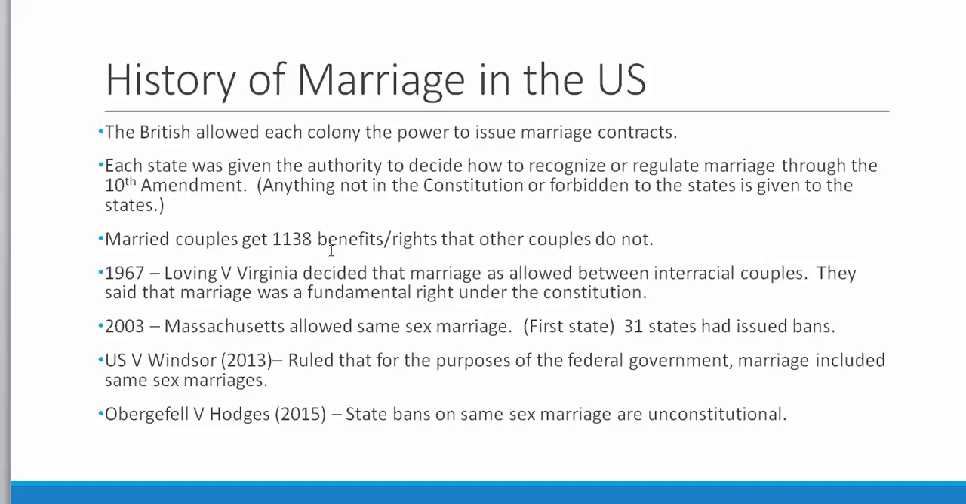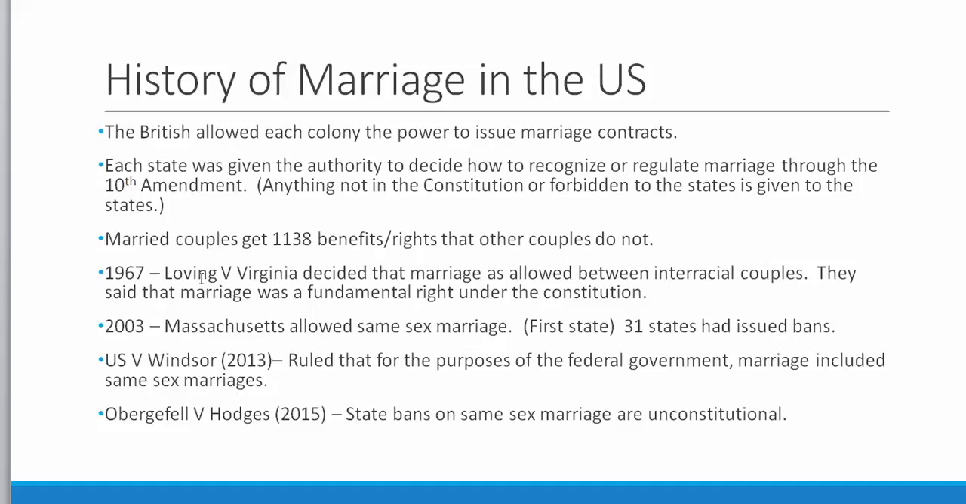Currently, married couples in the United States get about 1,138 benefits or rights that other couples do not. So, if you were a same sex couple that were married or civilly unioned, you didn't get these benefits at the federal level or at the state level. Things like if your loved one was in the hospital, you couldn't see them. If they passed away, then you weren't automatically given access to the property unless there was a will. Even if there was a will, you might have to pay additional taxes that others would not.